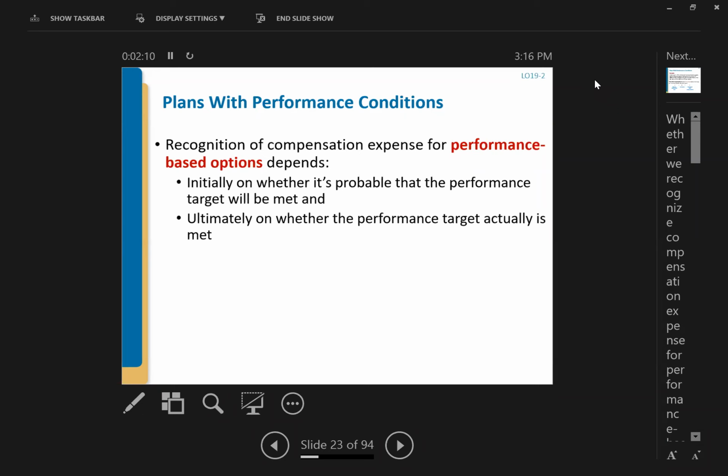Basically, we're talking about performance-based options, whether it's performance or market-based. And so we're looking at the performance-based option. It depends initially on whether it is probable that the performance target will be met. Again, because really this is a contingent issue, isn't it? So if we're not going to have to pay this, which would be an expense or an obligation, then are we going to have to book anything? Ultimately, it depends on whether the performance target is actually met.